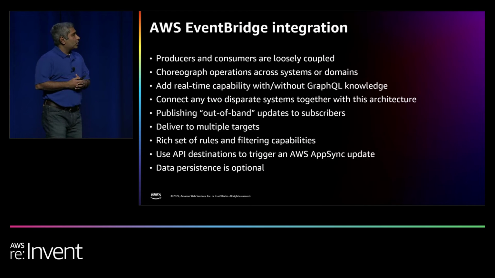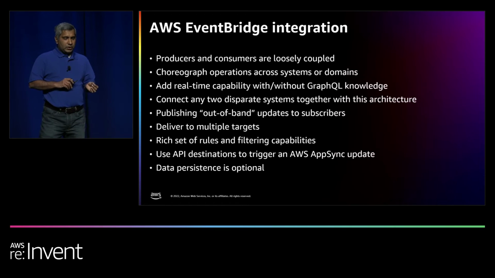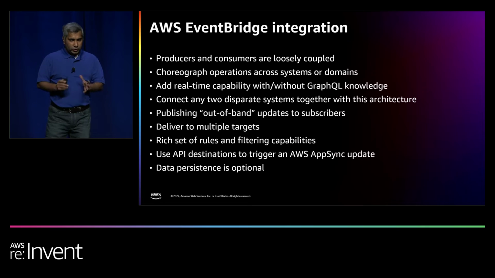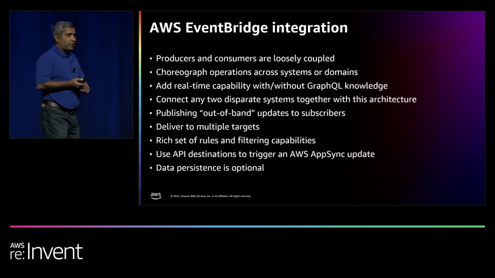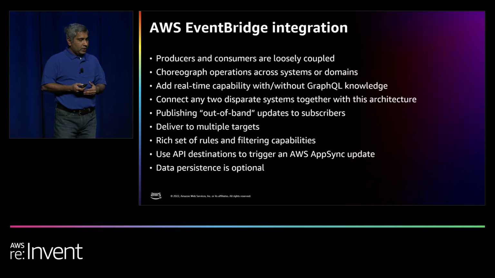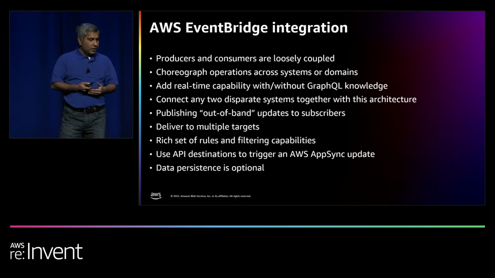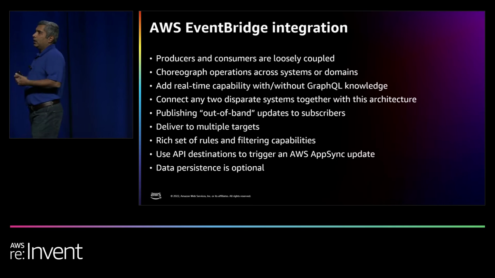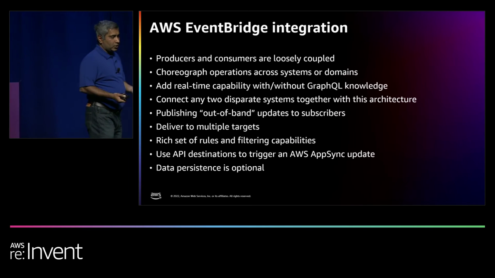All right, some notes or highlights on this integration. Number one, the producers and consumers are loosely coupled. What we are doing is choreographing operations across systems or domains and adding a real-time capability without having GraphQL knowledge, connecting any two disparate systems together. Publishing out-of-band requests that we talked about can be enabled through this integration, and you can deliver to multiple targets. Meaning one target could be AppSync and the other target could be updating another administrative system through SNS or SQS, etc. That is also possible.